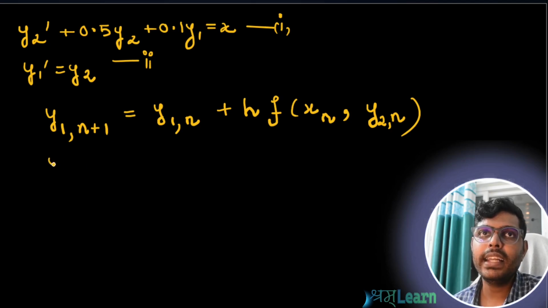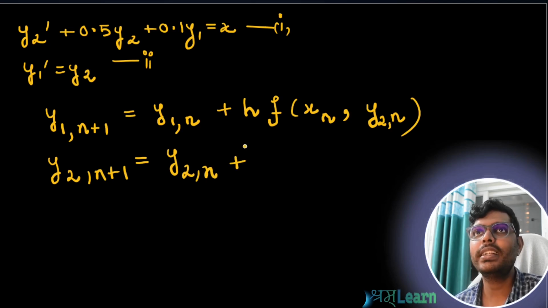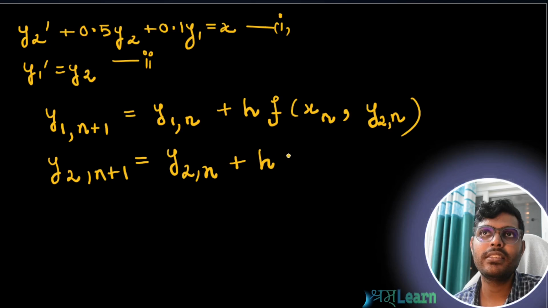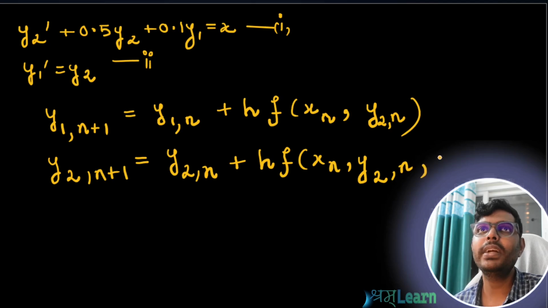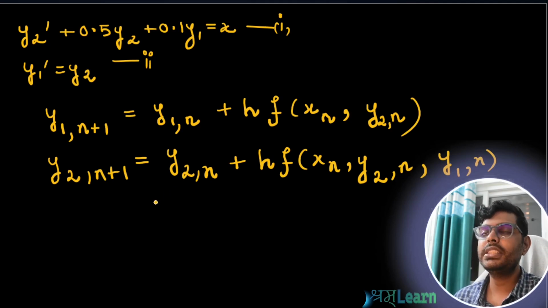fine. Can I write something about y2? y2n plus 1 is nothing but equal to, yes, y2n, okay, the current value and the function depending on xn. It also depends on y2n and it also depends on y1n, right? So that is the situation we have.